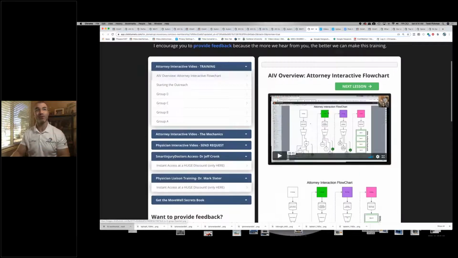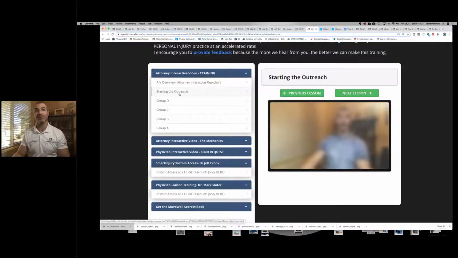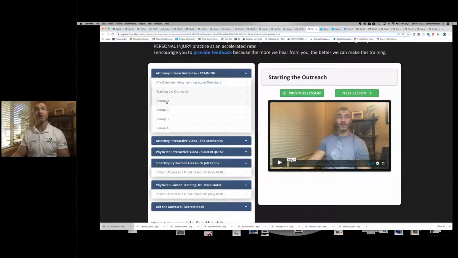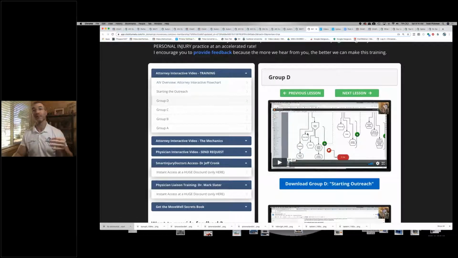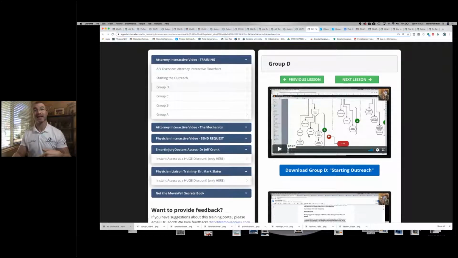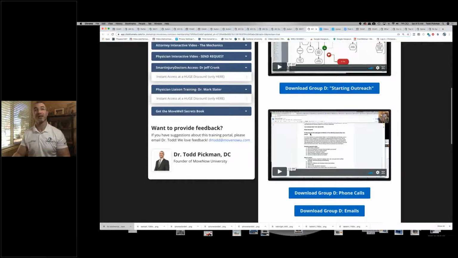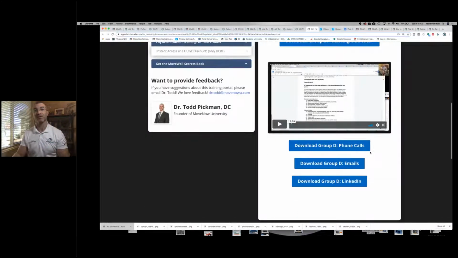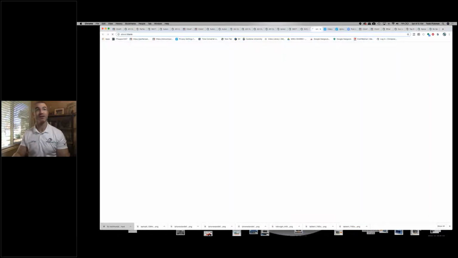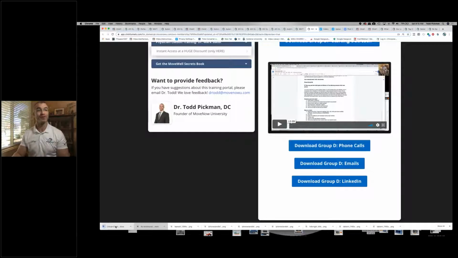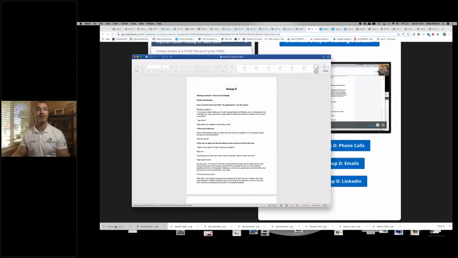Now inside of our training portal, we have this process, starting the outreach. So how do you start the outreach? What do you do with group D? I go through the training on this with my marketing liaison, how we mapped out how to do this. I took every single document, the phone calls, the emails, the LinkedIn stuff. You click on this and it just downloads a Word document. Let's see if it pulls up okay here. And yep, right here. Okay.